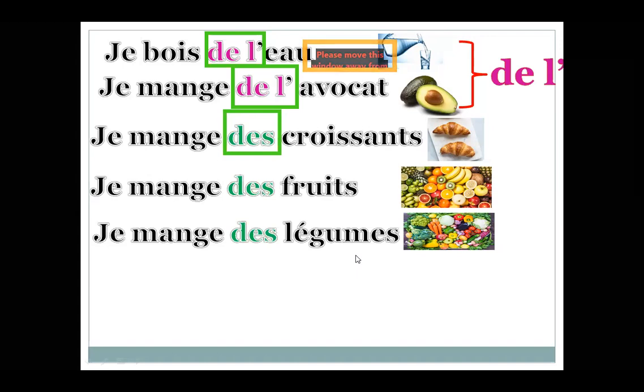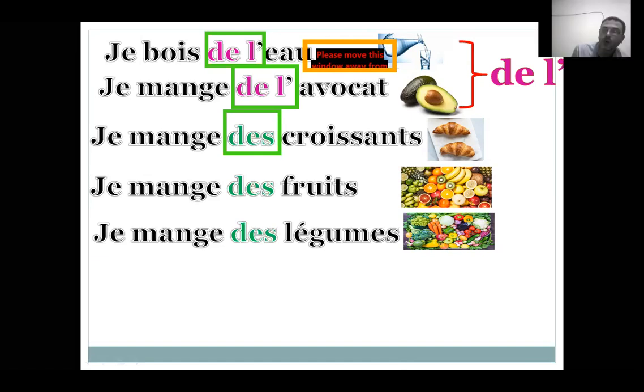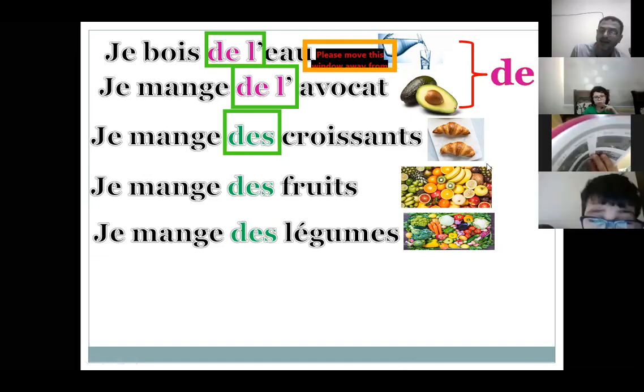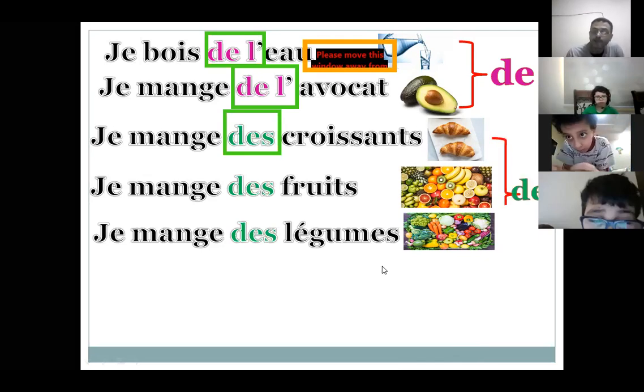So, how many words did we use before the noun here? At this moment, we talked in this page about du, de la, and de l'. So these are the articles partitifs. What these are and how we use them, let's see.